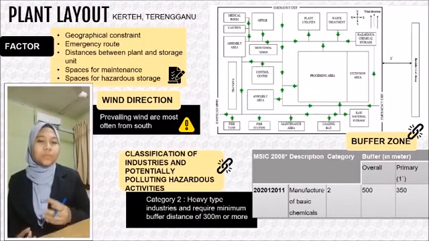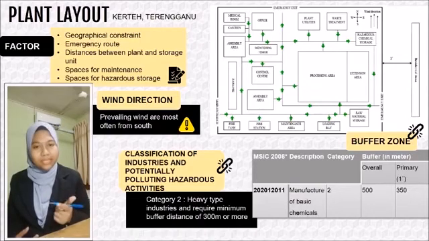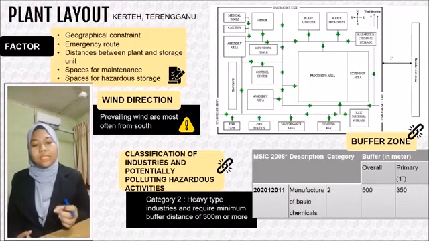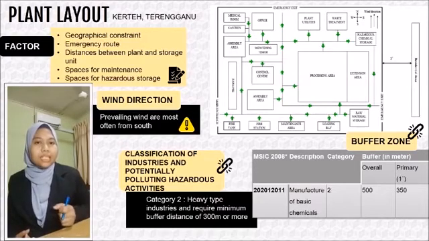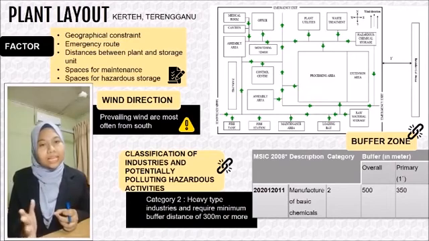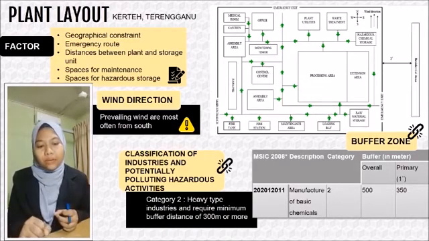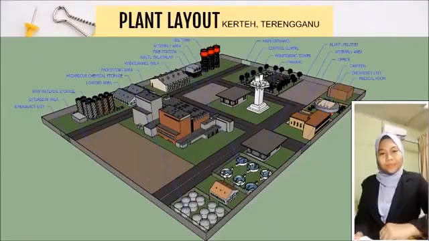The guideline from the Department of Environment also provides two types of buffer zone, named primary buffer zone and secondary buffer zone. Our plant is in the primary buffer zone, and the minimum distance of the buffer area is 350 meters from the residential area. In the slide, you can see the 2D drawing of the plant layout, and the location of each building or area is determined by following the factors that I mentioned before.